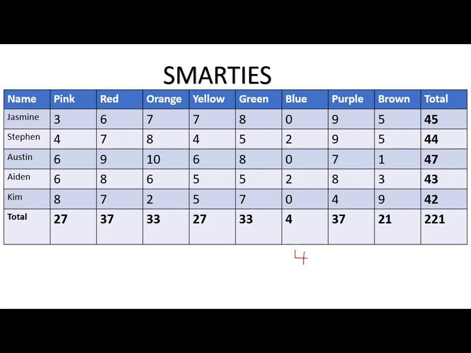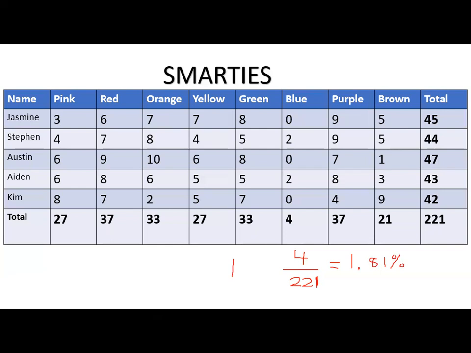Yeah, there's only 4 blue Smarties out of a total of 221 Smarties, right? That's how many there are. So if you did 4 divided by 221, 0.018. You'd have to times that by 100 to turn it to a percentage, so it's a 1.81% chance, something like that, right? So the way we would say this, instead of having to type it out, is about 2%, right? It doesn't need to get too complicated.